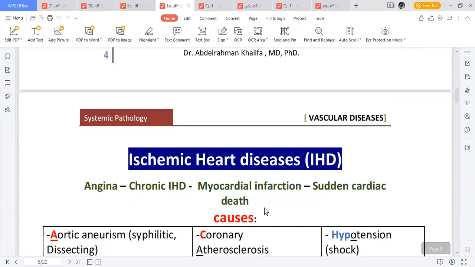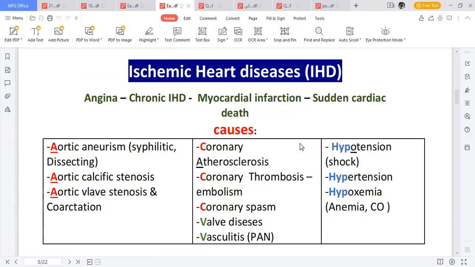Okay. So now we can talk about ischemic disease, without talking about atherosclerosis. And that is going to be the second video.